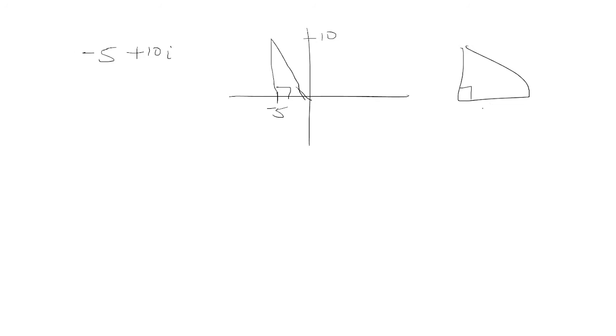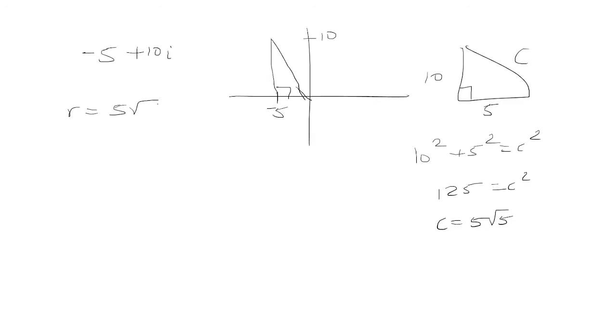Okay, next one we have negative 5 plus 10i. This is going to be in the second quadrant. So on the side here, that's basically 5, 10. This is the hypotenuse, we'll call it c. So it's 10 squared plus 5 squared equals c squared. This is 125. So c is going to be the square root of 125, which is 5 root 5. Okay, so that's going to be r.